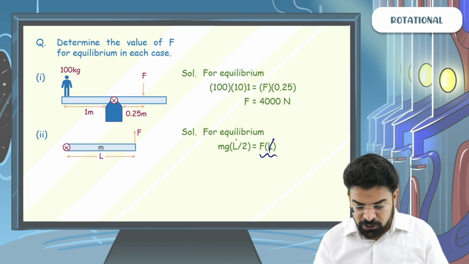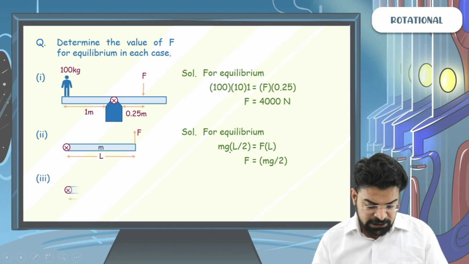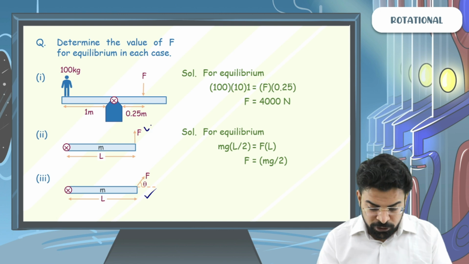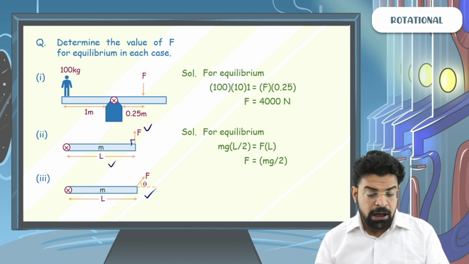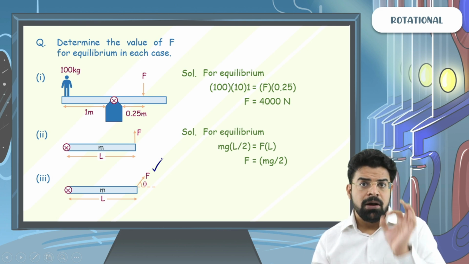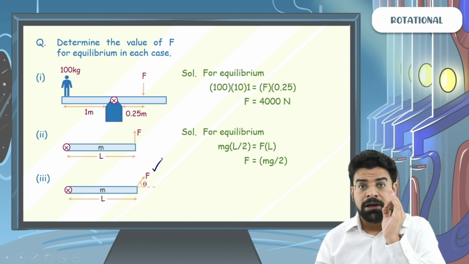So once you cancel out L and L, you get that F equals mg by 2. Let's see the next example. Now, this time we are not applying force perpendicular to the length. We are applying force at some angle. The question is, what has to be the value of F so that the torque is balanced?